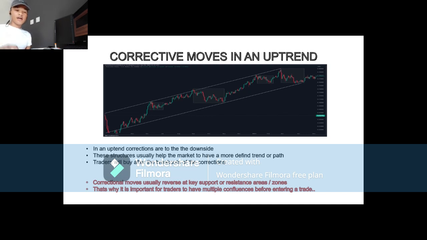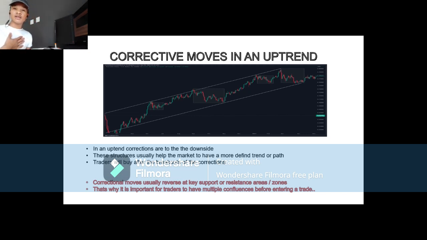The higher high is formed after an impulse move, and then the higher low is formed after a correction. So they help the market to have a more defined path, right? In an uptrend, traders will buy after the breakout of the trend, right? Correctional moves usually reverse at key support or resistance areas or zones. So that's why it is very important for traders to have multiple confluences before entering a trade, to better the probability of the trade.